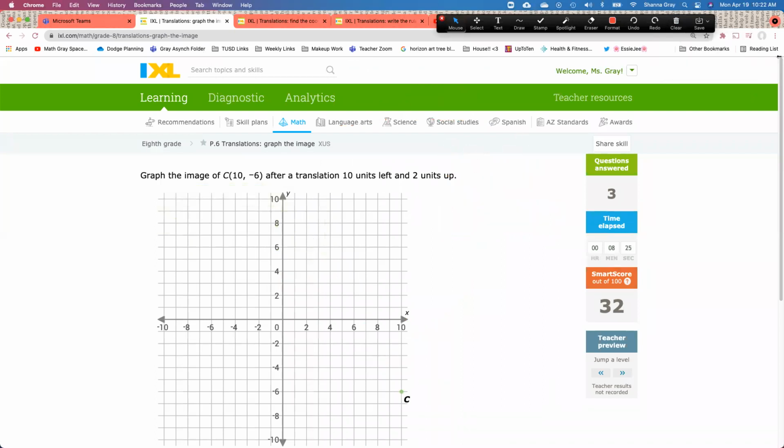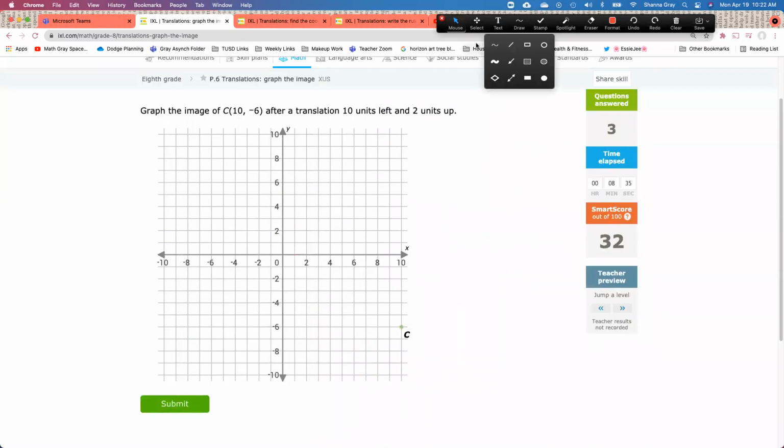All right, so this one I'm going 10 units to the left and then 2 units up. So if I draw that, let's scroll. I'm gonna go 10 units to the left. So if I'm standing here and I go 10 units to the left, I'm gonna go all the way over to the y-axis here. And then 2 units up means that from here I'm gonna go up 2. So I end up there at that point.